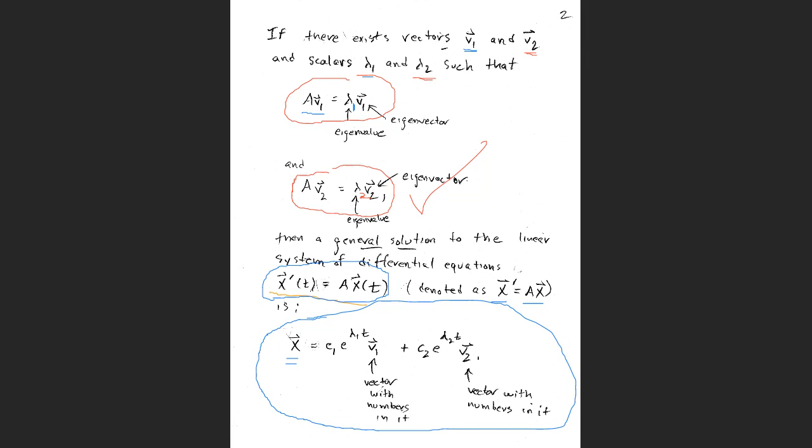This general solution, it turns out, is going to be equal to a linear combination of what are called eigenfunctions. The first eigenfunction is defined as e to the lambda 1 t times the eigenvector v1. The second eigenfunction is defined as e to the lambda 2 t times the eigenvector v2. And we always keep in mind that vectors v1 and v2 have numbers in them. Those don't have variables, they have numbers in them.